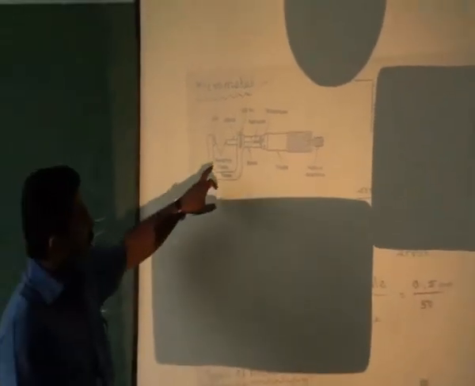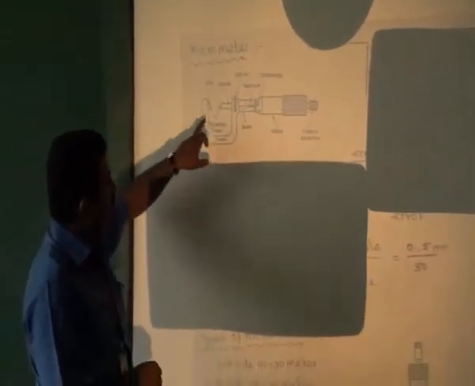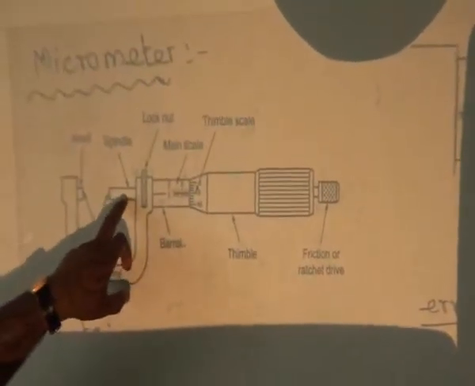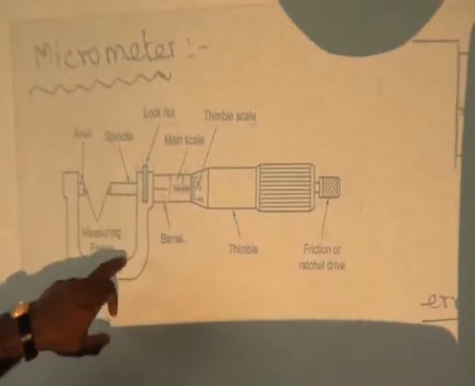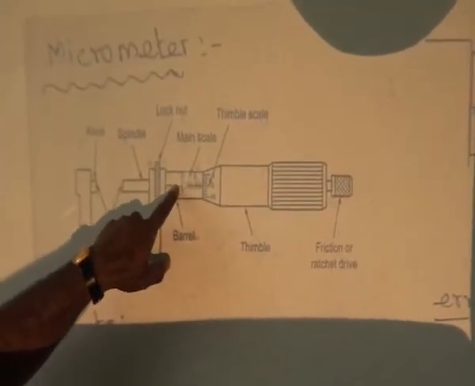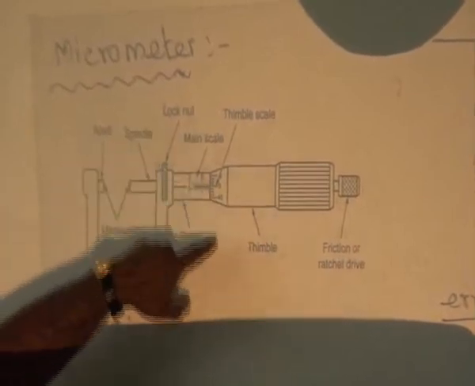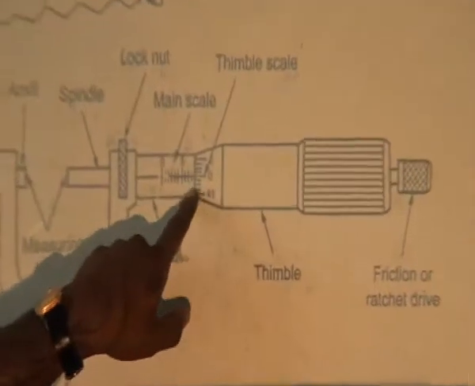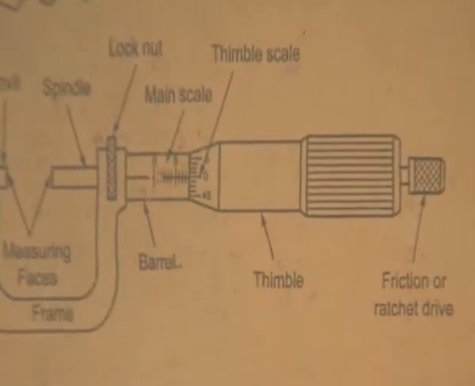In this micrometer, similarly, it has two parts. One is the anvil, the fixed anvil. Another one is the movable anvil, that is called the spindle. And then we have to lock the spindle by using the lock nut. It has two scales. One is the main scale, another one is the thimble reading. Based on the rotation of the thimble, the value will vary.